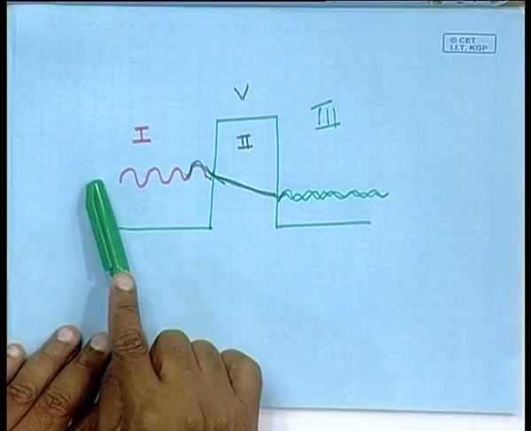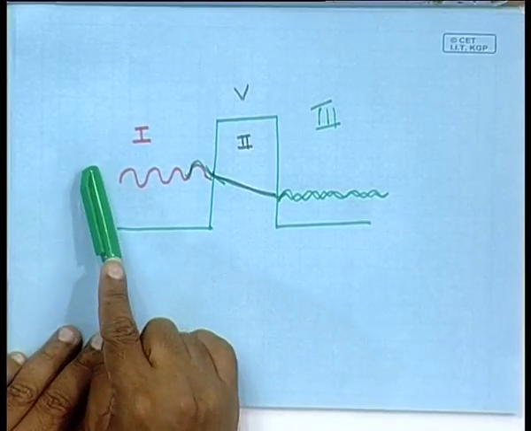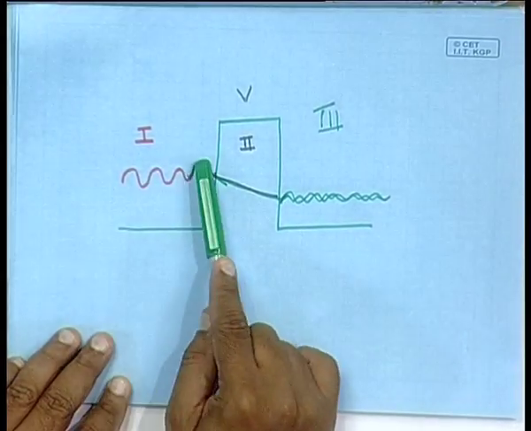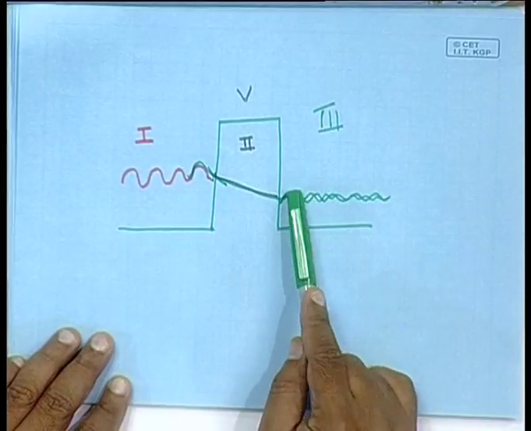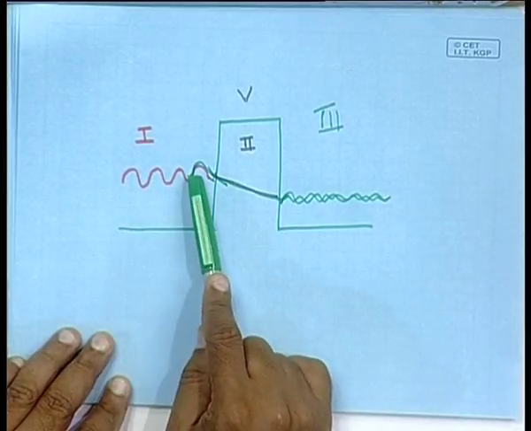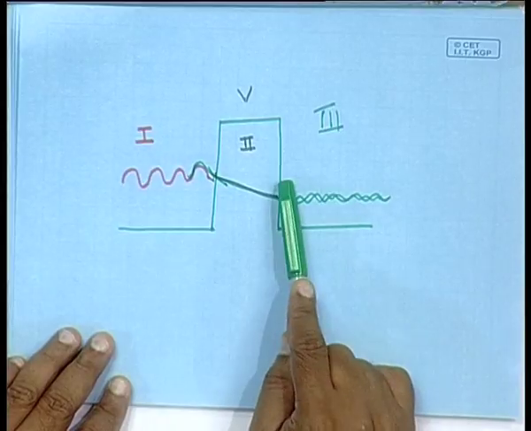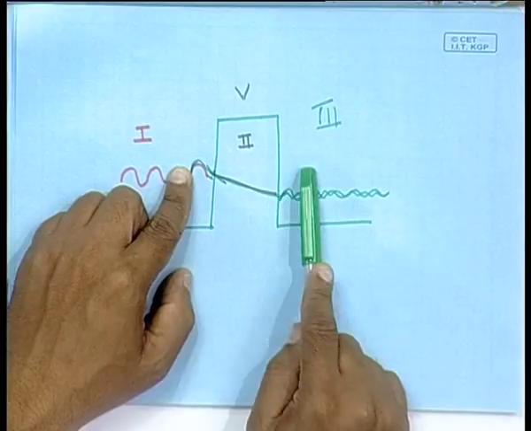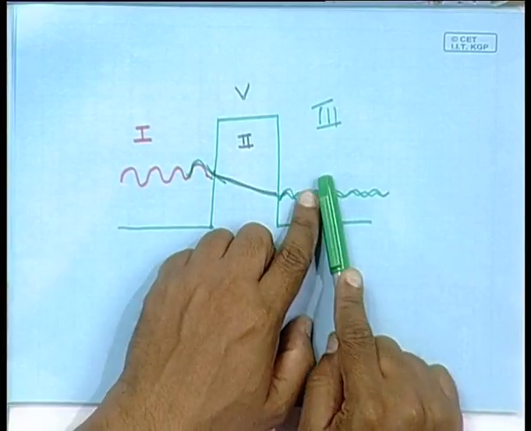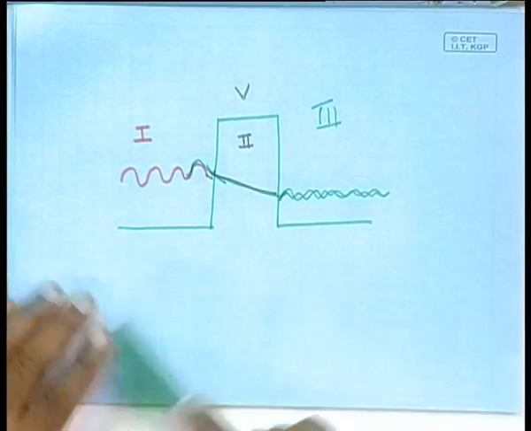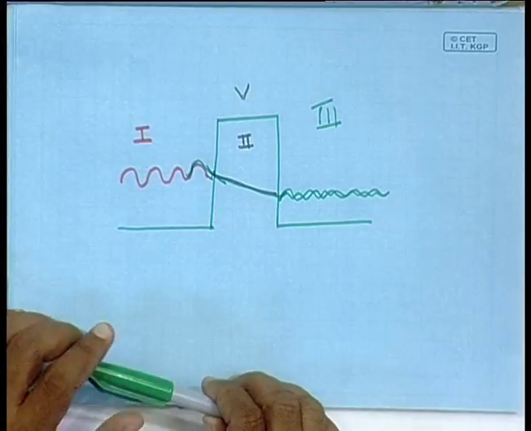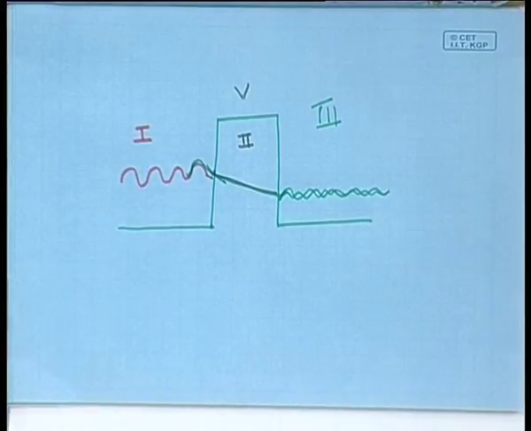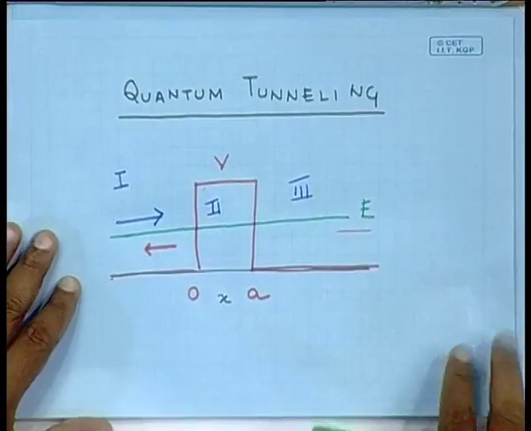So, in quantum mechanics, when there are particles incident from this direction, there is a finite probability of finding some of the particles in region 3. So, some of the particles can get through this potential barrier, and you may find them in region 3. There is a probability, and this phenomenon is what is known as quantum tunneling.